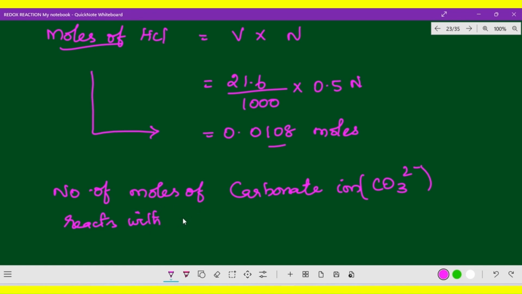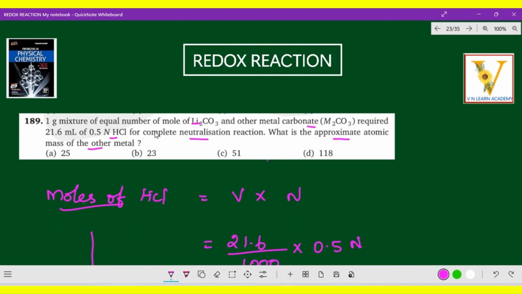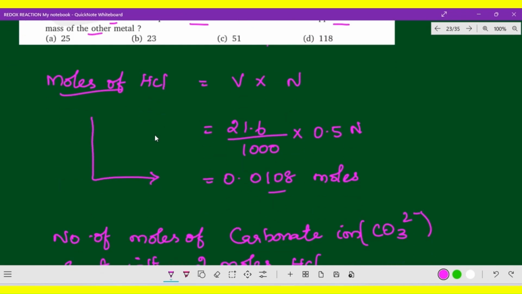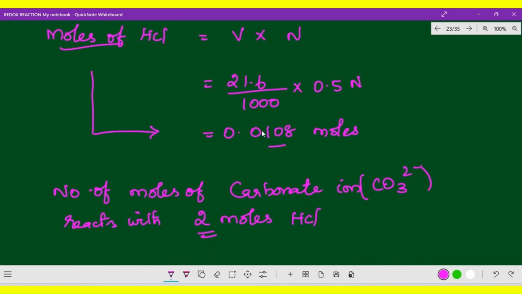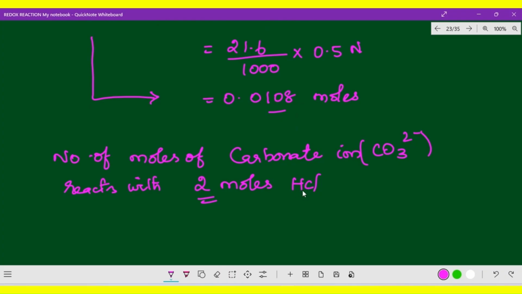what? 2 moles of HCl. Actually here, 2 moles of HCl. How do we get 2 moles of HCl? This equimolar mixture of equal number of moles of lithium carbonate and the other metal carbonate required 21.6 ml of 0.5 N HCl to be completely neutralized, right? So that means how many moles are required? Naturally, it is 2 moles required when you write that equation. So 2 moles of HCl are required.